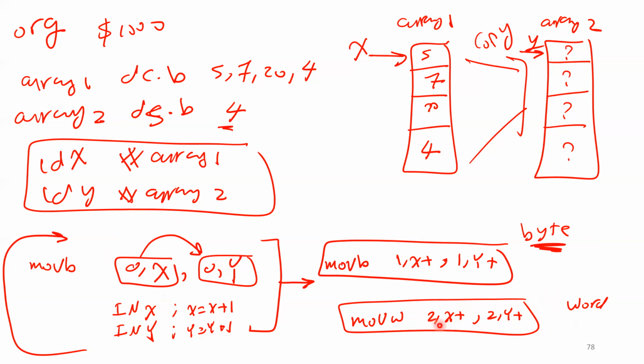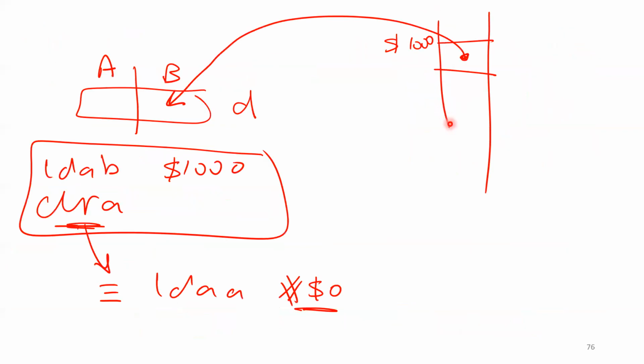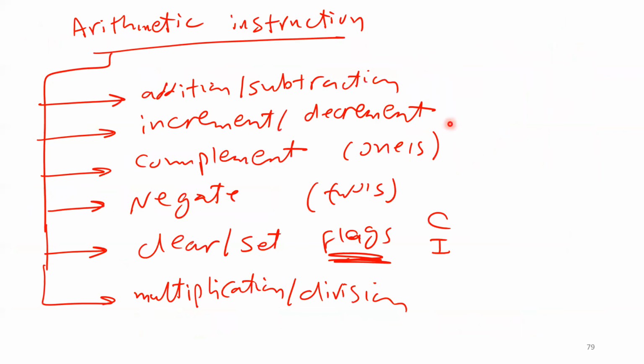Okay, guys? So again, don't be confused when you see something like that. That means I'm going to copy a word from the location pointed to by X to the location pointed to by Y, and increment X and Y. Because this is post increment. It's not pre increment. If it were pre, I would increment first and then copy. But here it's post. I think that's enough. Okay. So next time I'm going to teach arithmetic instructions.